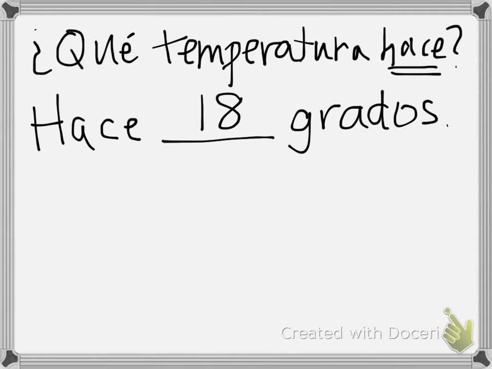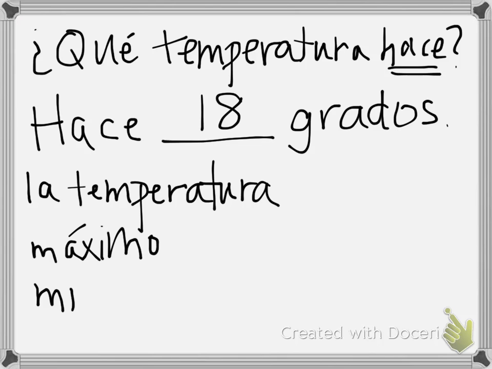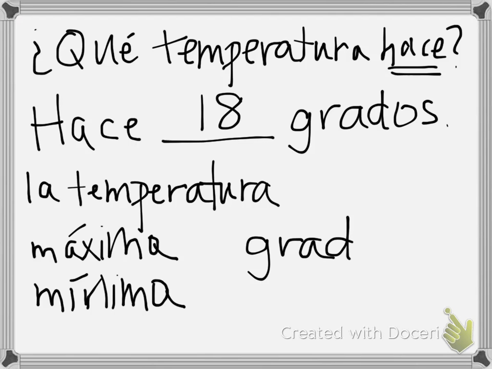The other way that you might see this is la temperatura es, and then fill in the blank with whatever temperature, okay? And that's also on your sheet as well. The vocabulary associated with this is just la temperatura, which obviously is a cognado for temperature. We also have máximo and mínimo. So you would use these when discussing the maximum and the minimum temperature, so the high and the low. Keep in mind, if you're using them with temperatura, you would say la temperatura máxima or la temperatura mínima. And then we also have el grado, which is just degrees.